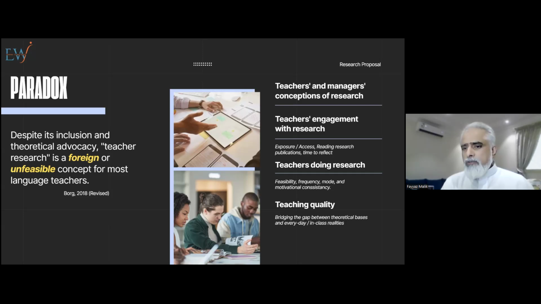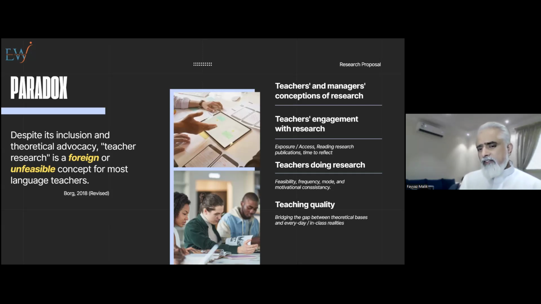Teachers doing research is another phase where certain problems can be observed. Teachers, like a lot of people, think about the feasibility, the frequency, how many times they have to do the research, and what mode of research they have to do. Should it be theoretical, qualitative, quantitative, classroom research? These things can be daunting for teachers if they are not supported well at the level of the institute.